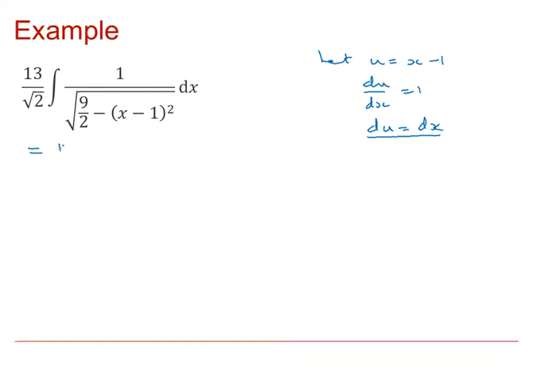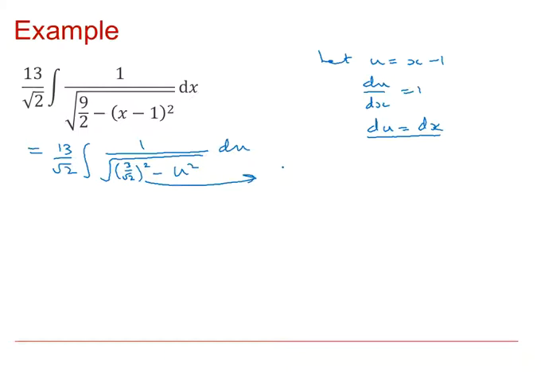So this integral becomes the integral of 1 over the square root. I'm going to rewrite the 9 over 2 as 3 over root 2 squared minus, and it's not x minus 1 squared now, it will be u squared, and the dx is a du. Now we have it in a much more standardized form where a is 3 over root 2. So identifying a is really important when applying the standard result.